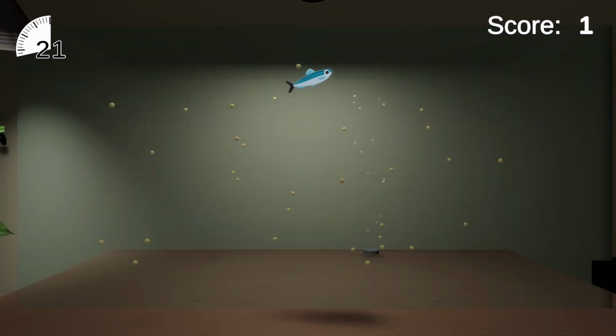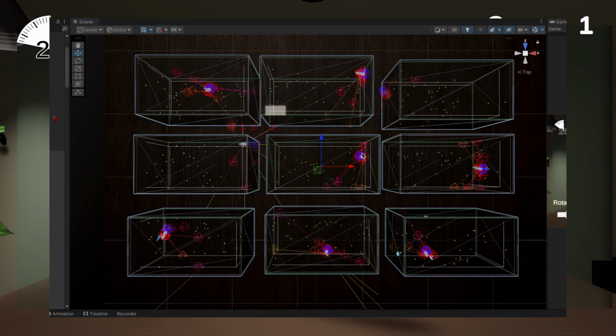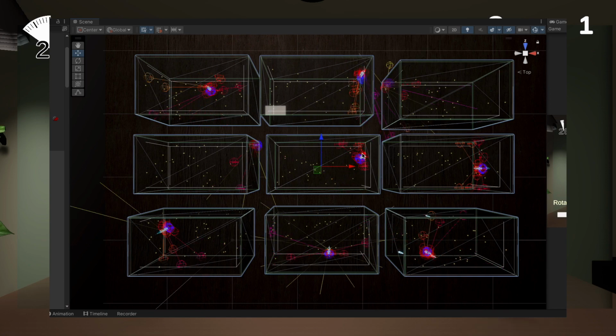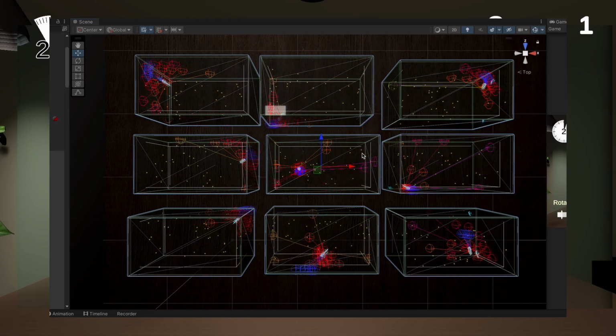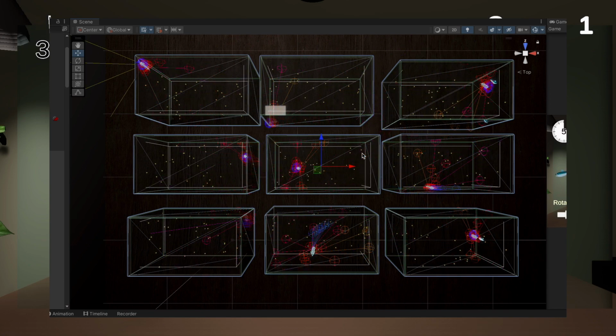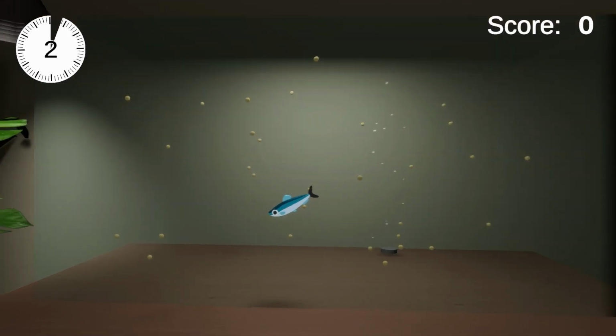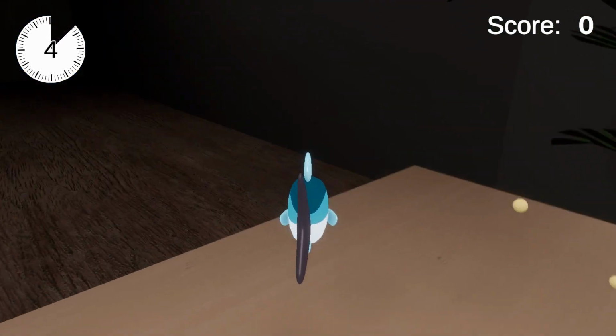To accelerate the training process, we will add several aquariums. This way, 9 clones of Arti will help us gain experience 9 times faster in the same amount of time. Let's give Arti the opportunity to complete its training.